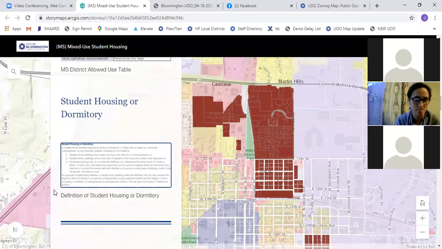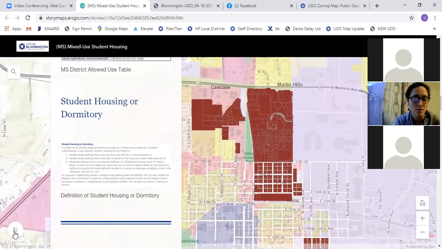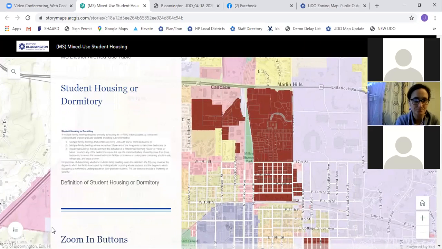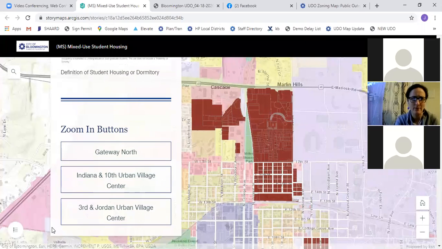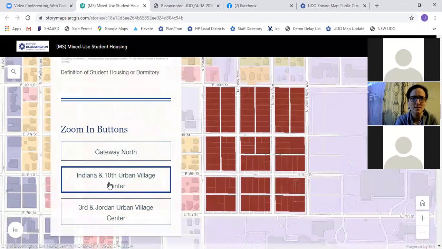So for those of you who haven't seen yet, this is one of our interactive maps. There's a legend down on the bottom left to see what the district colors are that surround. You can use the search on the top left if you're looking for a particular address to see how close it is to these areas, and then zoom is down on the bottom right, in and out. And then we have 3 zoom in buttons here for convenience of these 3 particular areas, so you can click better to see the boundary lines of these 3 areas.